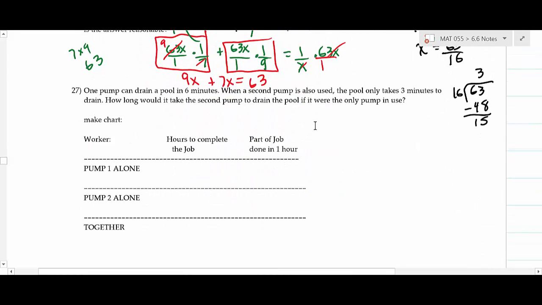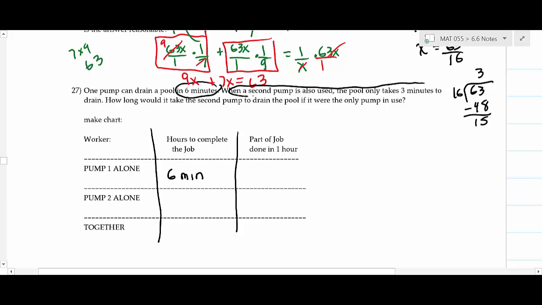All right. Let's do one more. I'm going to let you do one. We're going to do these in stages here. So this one says 1 pump can drain a pool in 6 minutes. So that would be pump 1 by itself. That would be 6 minutes. So let's fill in what we have here. Then this one says when a second pump is also used. Now you got to be careful about this. It says when you're also using the second pump, then that only takes 3 minutes. Now you got to be careful about that 3. Would it go there or would it go there?